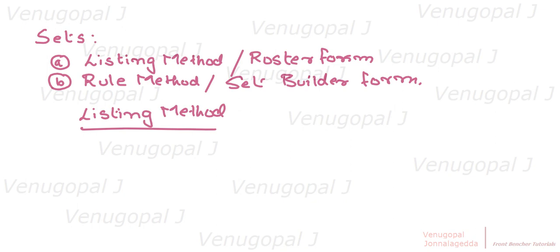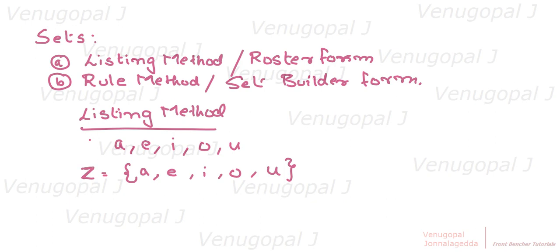So in this, if I have to write the vowels in the English alphabet, which are A, E, I, O and U, I will be writing it as capital Z is equal to A, comma, E, comma, I, comma, O, comma, U. Okay, so you can see in the listing method, Z is the representation of a set. Capital Z is equal to open curly braces, which we have learned earlier, and the elements A, E, I, O, U, which are the vowels of the English alphabet.